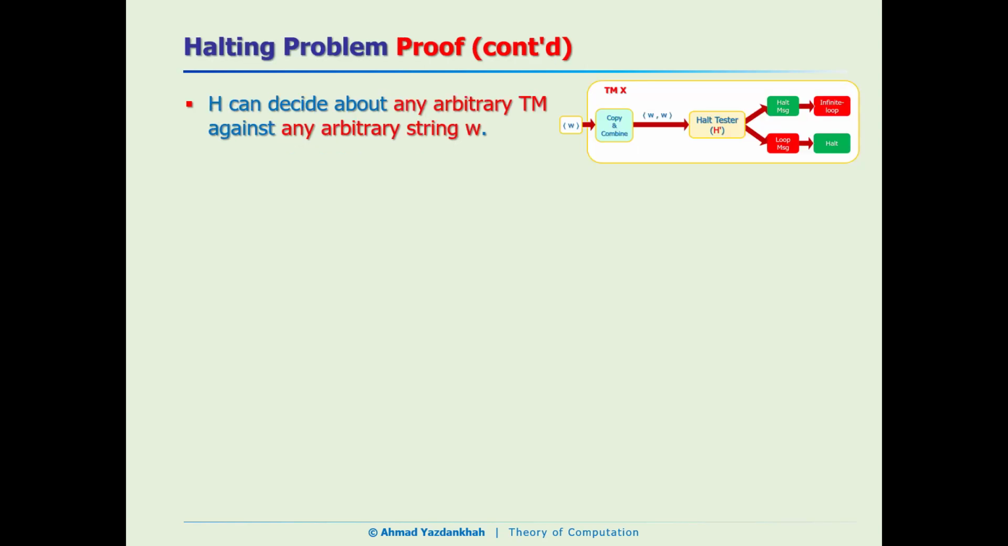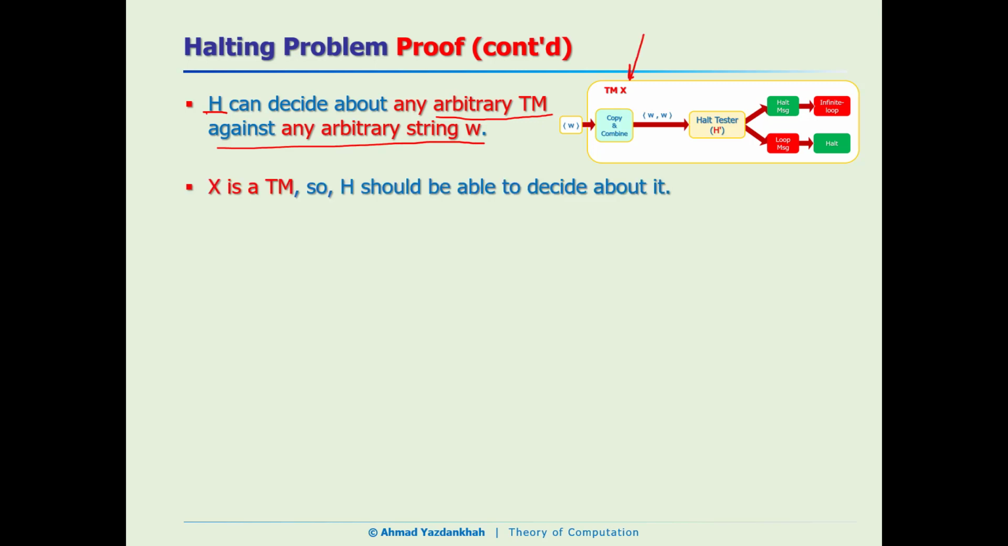So what was our assumption? The H exists and it can decide about any arbitrary Turing machine against any arbitrary string. All right, X is a Turing machine. What do you think that the H, our original decider, will react against the X?